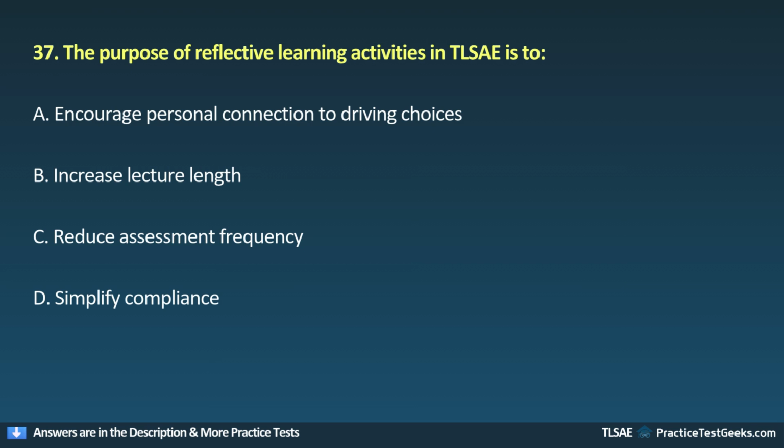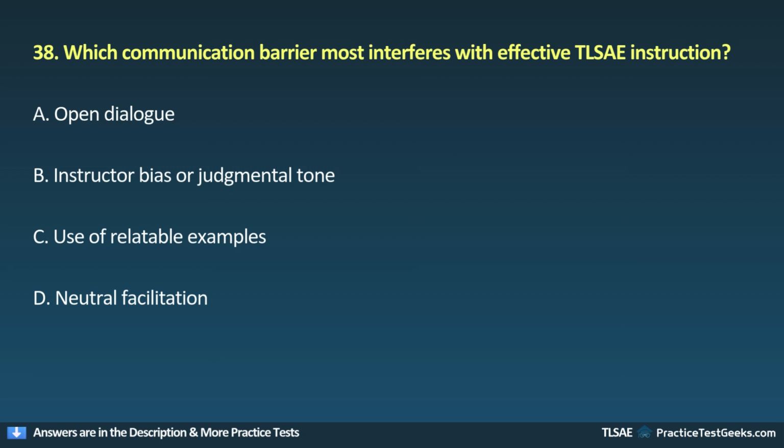37. The purpose of reflective learning activities in TLSA is to A. Encourage personal connection to driving choices. B. Increase lecture length. C. Reduce assessment frequency. D. Simplify compliance. 38. Which communication barrier most interferes with effective TLSAE instruction? A. Open dialogue. B. Instructor bias or judgmental tone. C. Use of relatable examples. D.